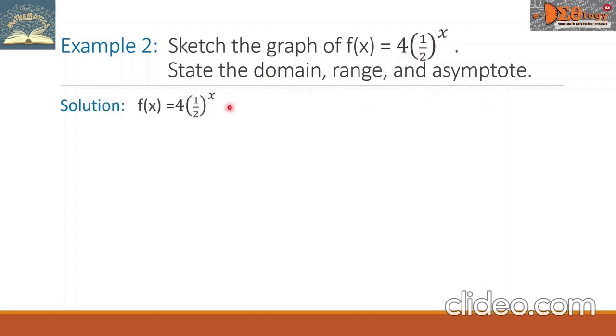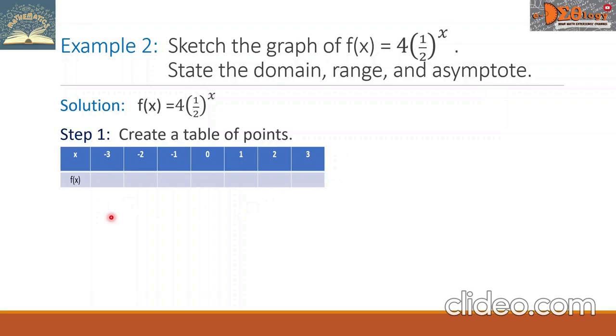Let us write our function here. Then step 1. Let's create a table of points. We have this table. Let us now fill in the corresponding values. We can use calculator here.